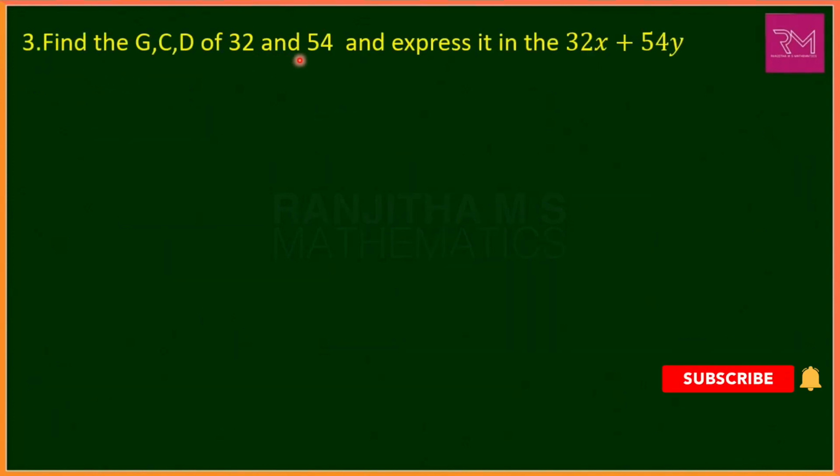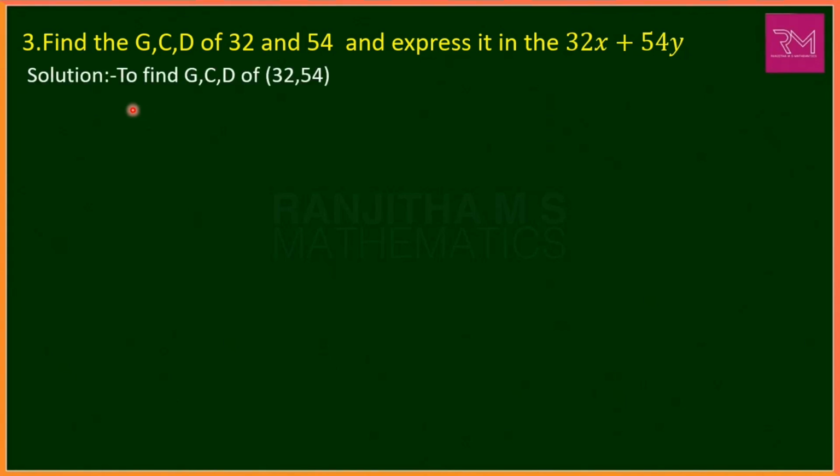Find the GCD of 32 and 54 and express it in the form of 32x plus 54y. This is a very easy problem. To find the GCD of two integers, you have to apply the Euclidean algorithm method. Here take 32 as a divisor and 54 as dividend, because you have to divide 54 by 32.